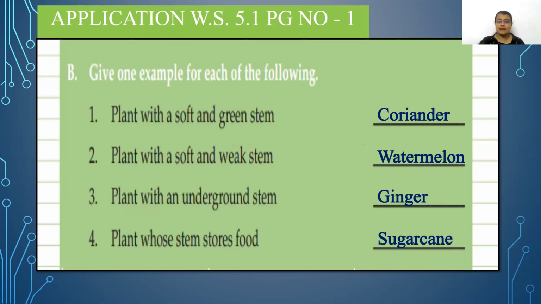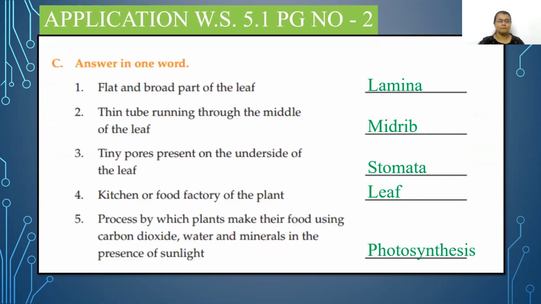Question B. Give one example for each of the following. First one, plant with a soft and green stem, coriander. Then plant with a soft and weak stem, watermelon. Plant with an underground stem, ginger. Fourth, plant whose stem stores food. So the correct answer is sugar cane. C. Answer in one word.